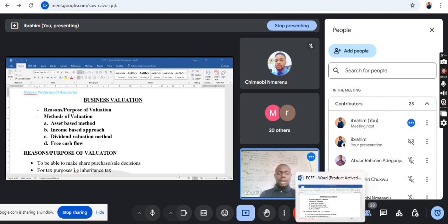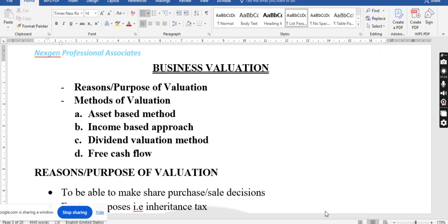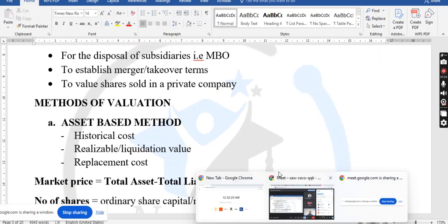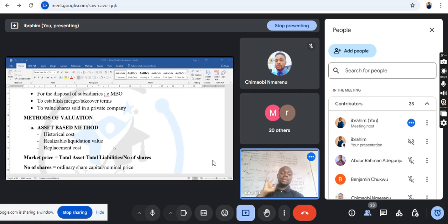First we mentioned the asset-based method. Under the asset-based method, there are three methods: the historical approach, the realizable, and the replacement cost. I said that none of these methods will give you the best method of valuation, because historical is based on the previous cost, which does not take into consideration the current inflation cost. The realizable means liquidation.